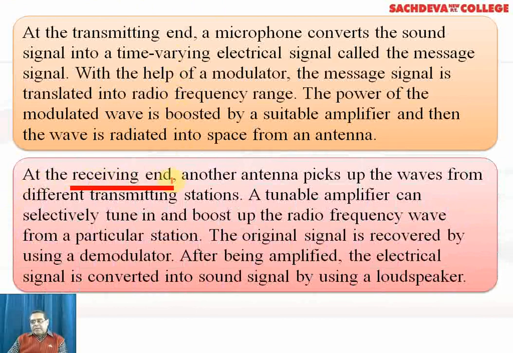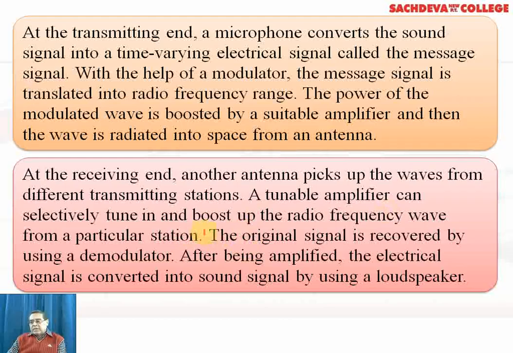At the receiving end, another antenna picks up the waves from different transmitting stations. A tunable amplifier can selectively tune in and boost the radio frequencies, that is 10 to the power 13 Hertz and some other frequencies, from a particular station.